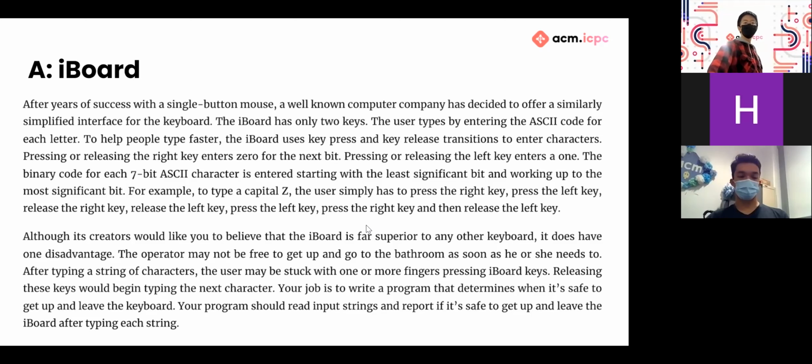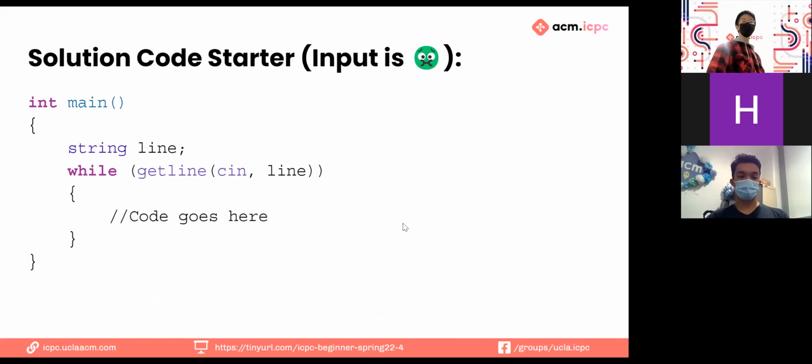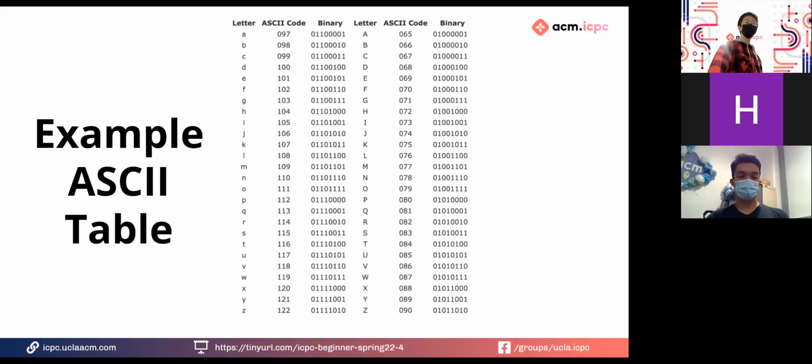What I mean, wait, 1 second. Okay. Oh, right. Here's the solution code starter. So taking the input for this problem is a little difficult and annoying. So if you are stuck on taking the input, you can refer to this. And yeah, here's an ASCII table, right? It's basically a mapping from characters to numbers, and then with the numbers you can convert them into binaries.